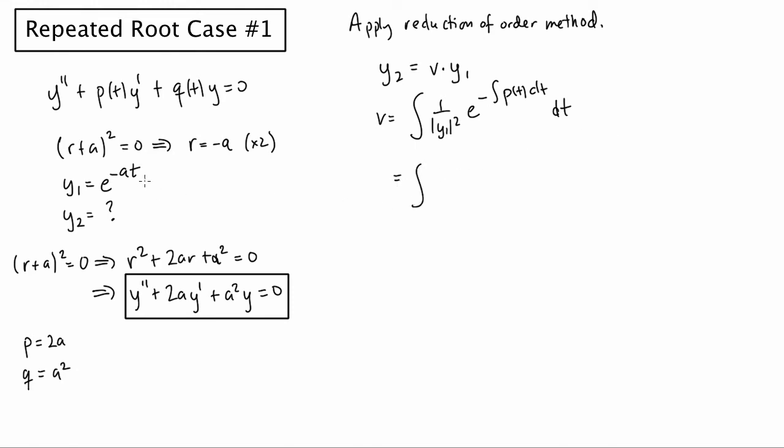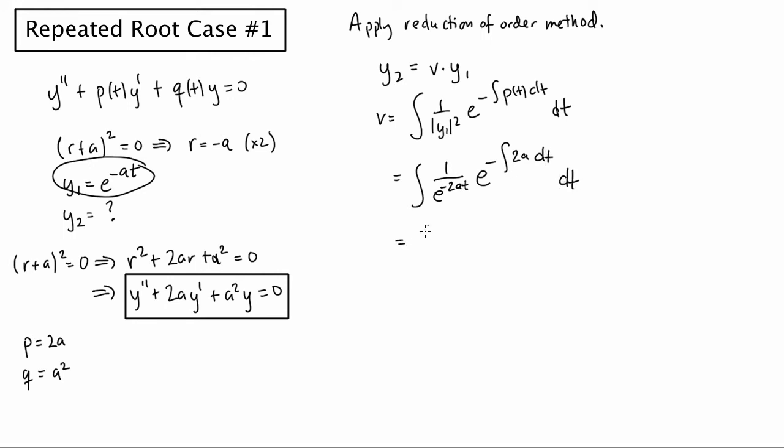We know what our y1 is. It's e to the negative at. So when I square that, I get e to the negative 2at. So I've got 1 over e to the negative 2at in the denominator. And then this is e to the integral. P is 2a, so 2a dt, dt.